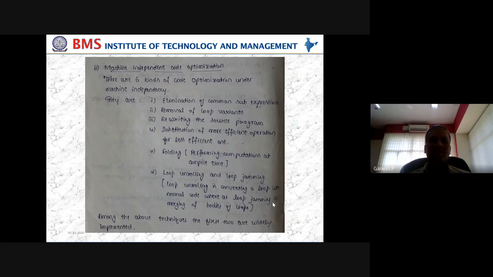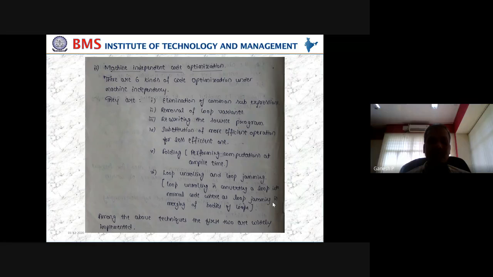These are various methods. You need not be worried too much here, but just understand that for machine independent code optimization, there exist so many. Why? Because these are all largely in the hands of the programmer. So wherever possible, try to help the compiler to make sure that the code is optimized. But we'll be concentrating on the first two, that is elimination of common sub-expressions and removal of loop invariants, as two important concepts under machine independent code optimization. From an exam perspective, you have two under machine dependent code optimization of a compiler. On the other hand, we have two more in machine independent code optimization.